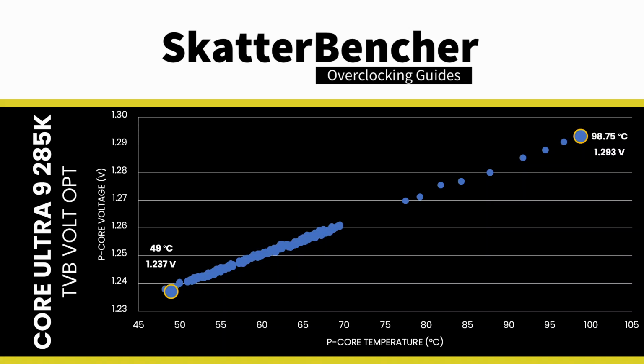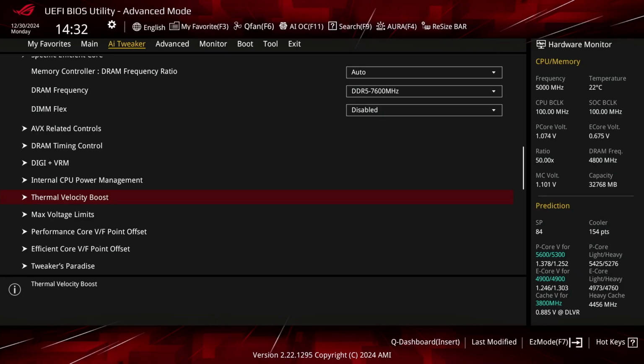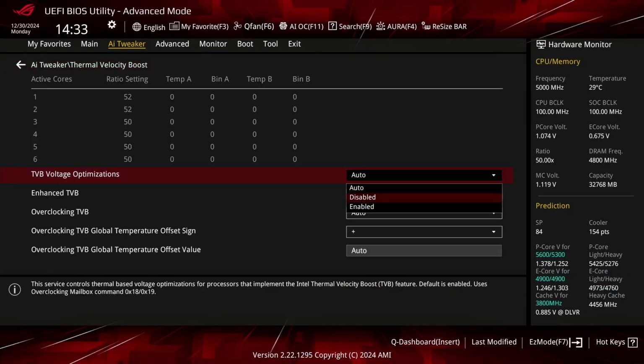However, it increases to nearly 1.3 volt when the temperature approaches 100 degrees Celsius. If you want manual control over the operating voltage to ensure stability, like when you're trying to overclock, it's prudent, but of course not mandatory, to disable this function.